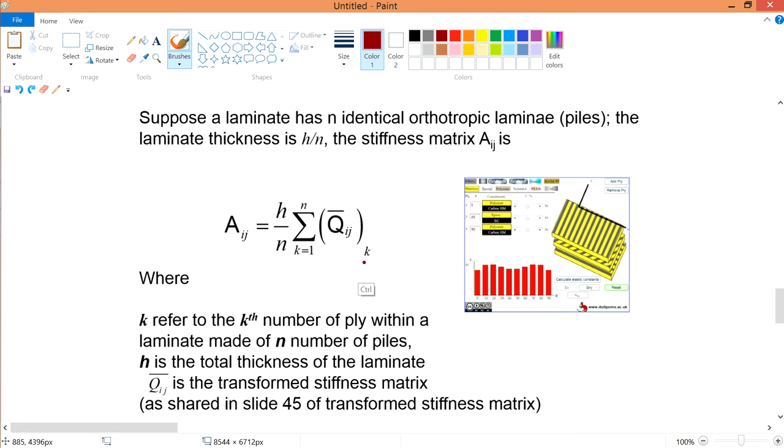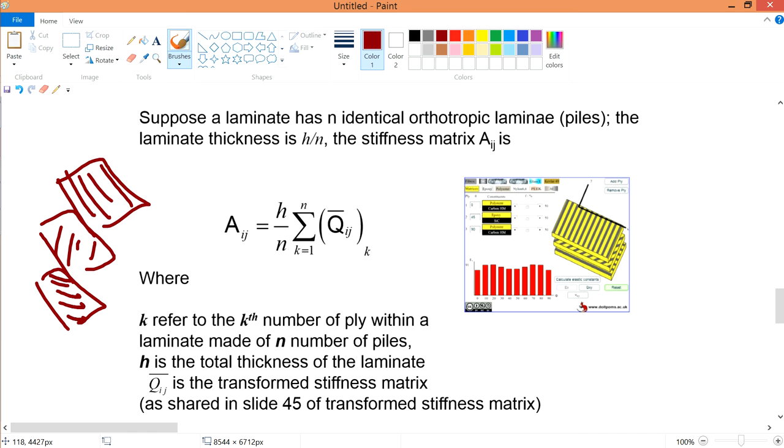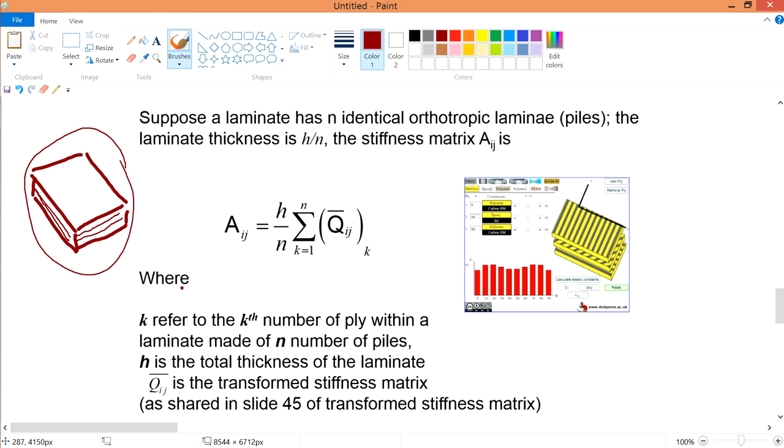Alright, if you were to sum up all the plies, K is the number of plies. So if you have 3 plies, for example, this is one ply, this is the second ply, this is the third ply. If you sum them up together, you'll get a total sum of all the stiffness matrices. In other words, these are actually 3 plies.